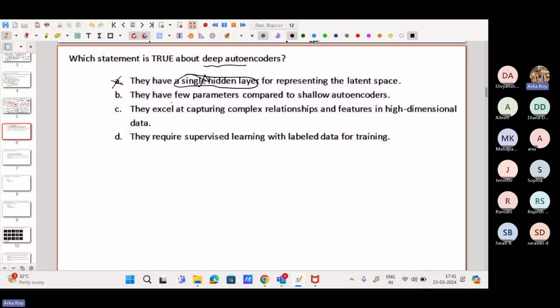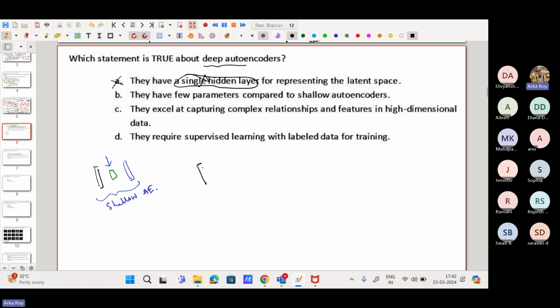So the second option is that they have few parameters compared to shallow autoencoder. In the last class, I told you that if this is the structure of an autoencoder, this is a single hidden layer based autoencoder. You can see that this particular neural network is not deep. These sorts of neural networks are called shallow autoencoders.